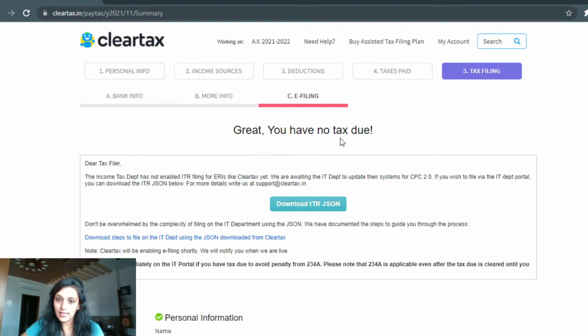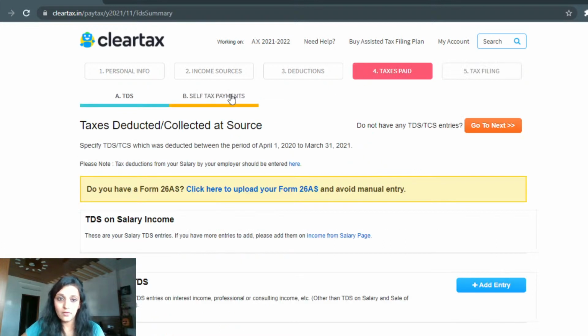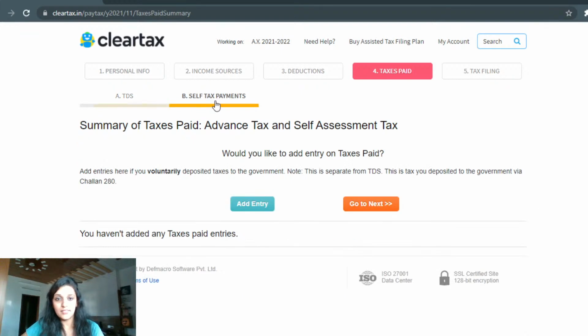In case you have any taxes due, you have to first make the payment, go on to the taxes paid column, and here you will see B is self tax payment. You have to add the entry over here.